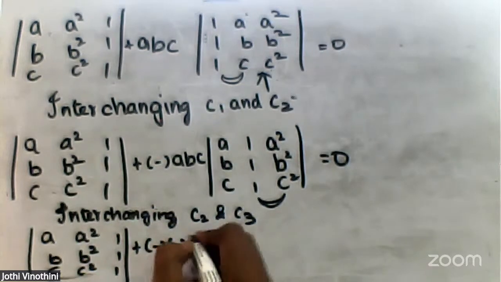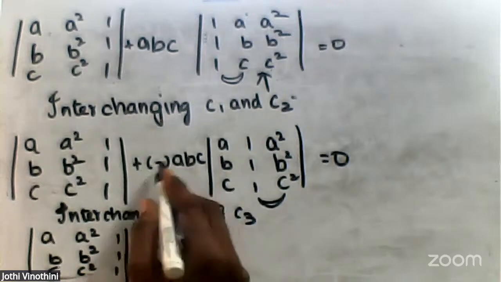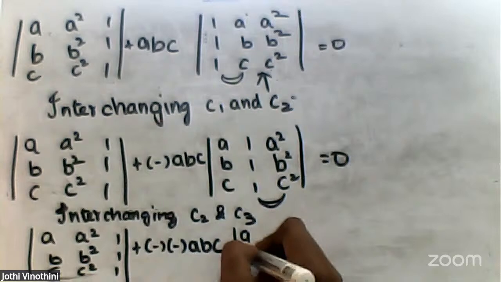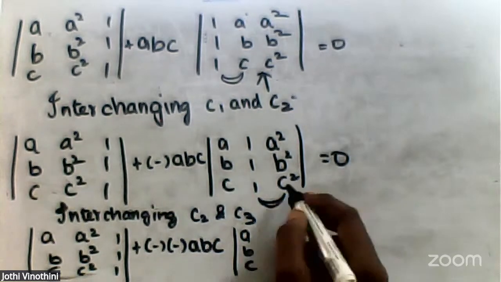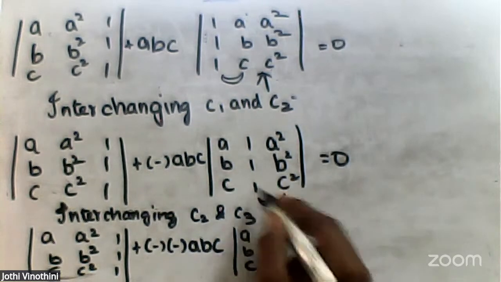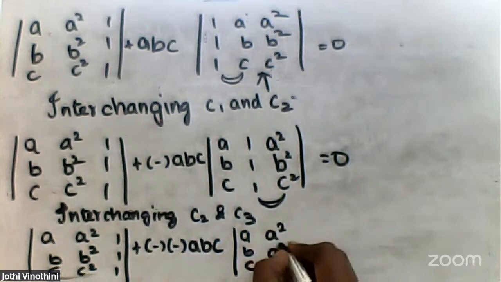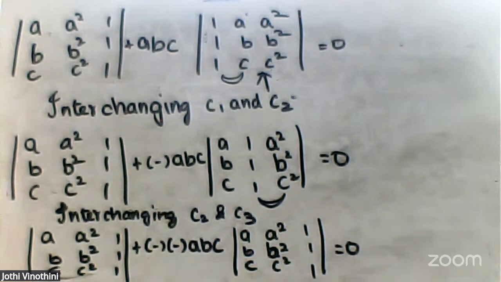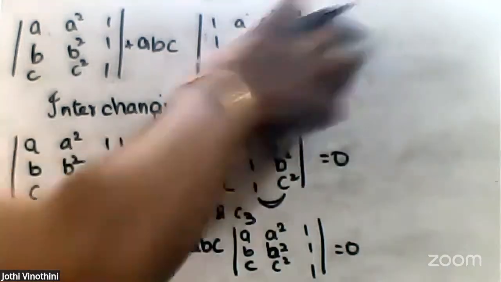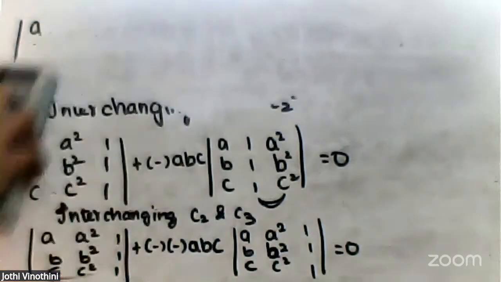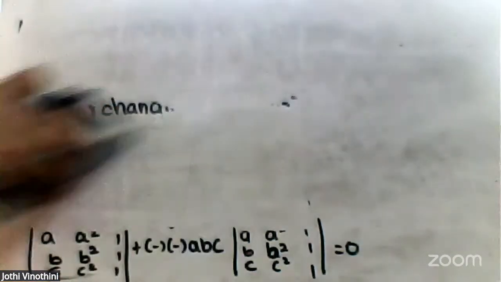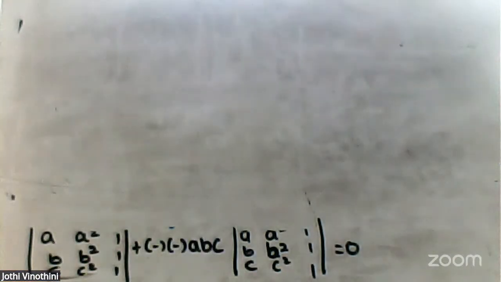So it will become, already we have our subtractions, it will become like this. So it will become A, B, C. So this column will go here and this column will go here. B squared, right? And C squared and 1, 1, 1, right? Which is equal to 0, right?